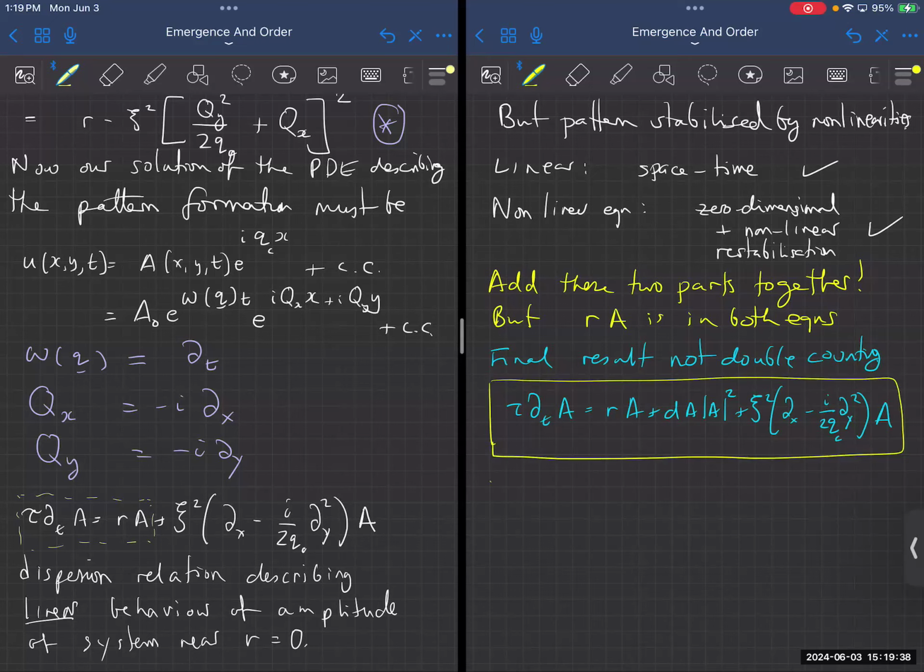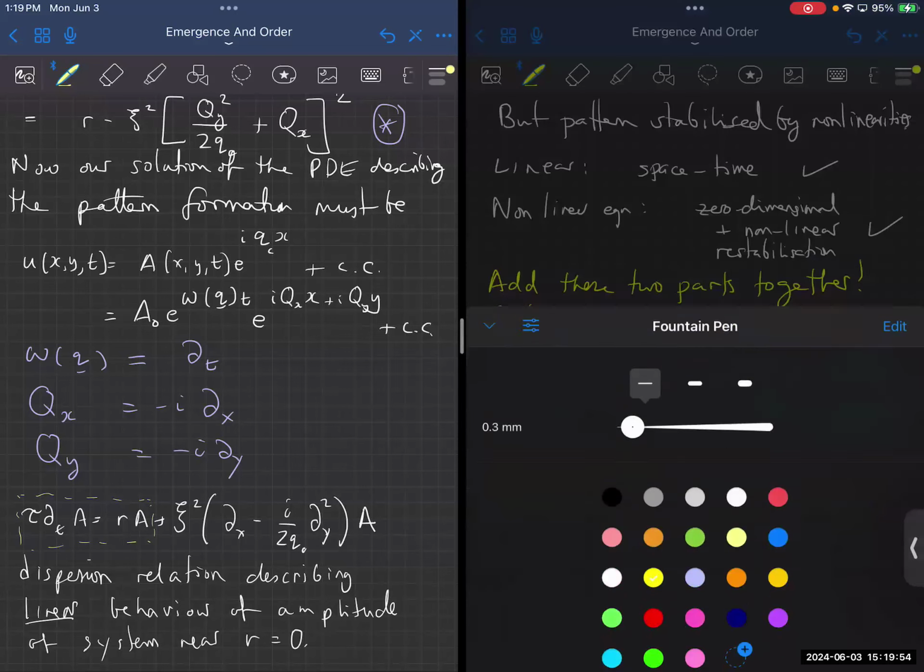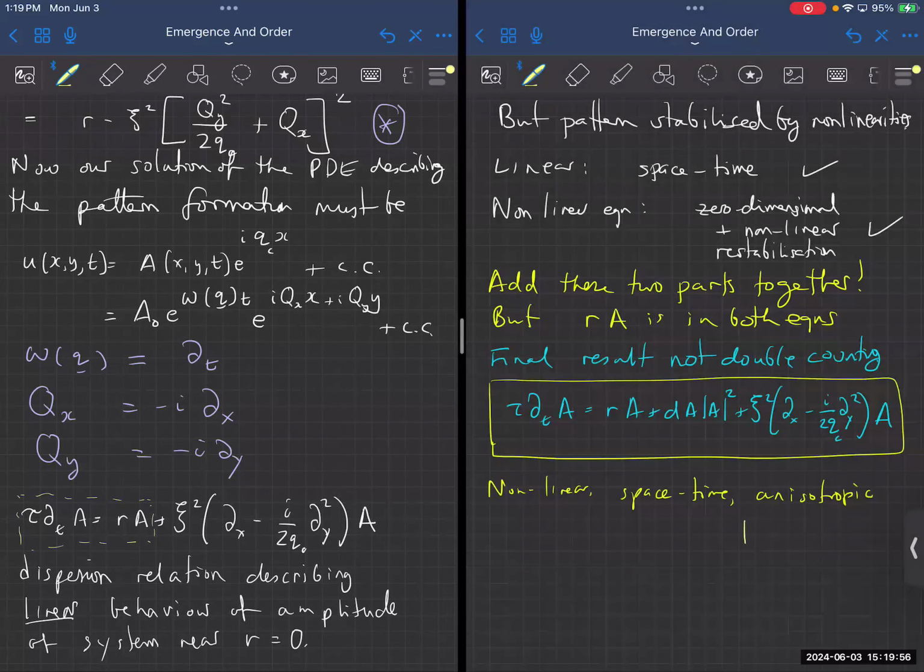So this equation is now nonlinear and it has space-time, and this is anisotropic. Why is it anisotropic? Well, because we are looking at small perturbations about our waves that are going in the x direction, and that's the y direction. So clearly what happens in the y direction and what happens in the x direction should be different. And we see that here in the way that this equation is structured.